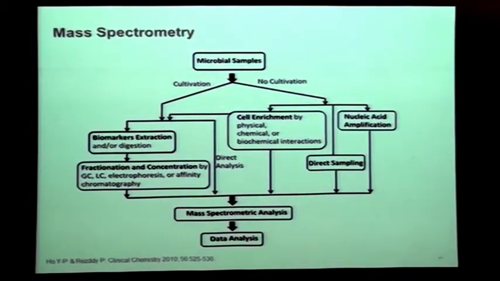Okay? So you can do it either after cultivation or with no cultivation. You can first digest the bacteria, for instance, with enzyme, or you go directly, you do a nucleic acid amplification, and then you do the mass spectrometry and you analyze the data by comparing the result from your sample with the results that you have in your data bank.